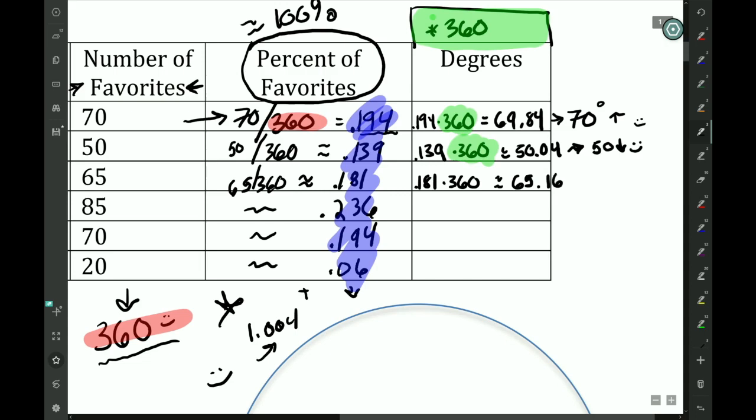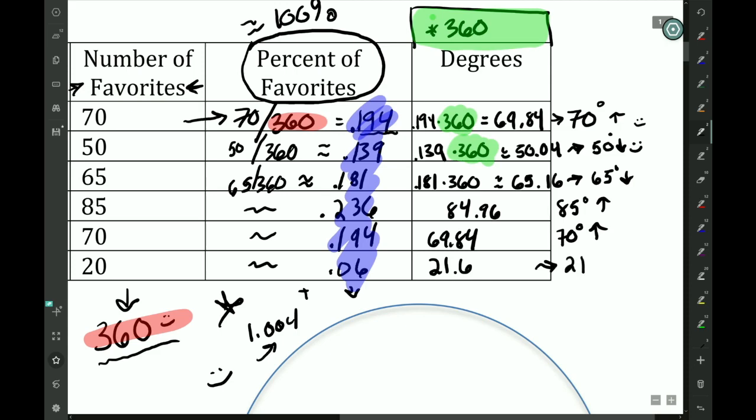65.16, that is about 65 degrees. Again, I rounded down for that. You get around 84.96, which is about 85 degrees if I round up. And then you get 69.84 again, which is about 70 degrees rounding up. And the next one is about 0.06 times 360, so 21.6. And I'm going to round that to 21, so actually round down.